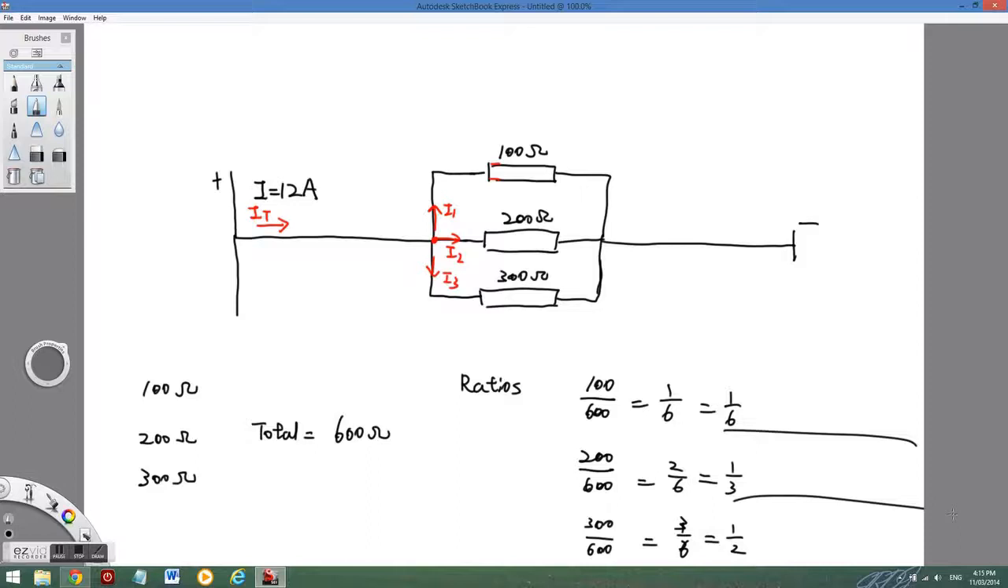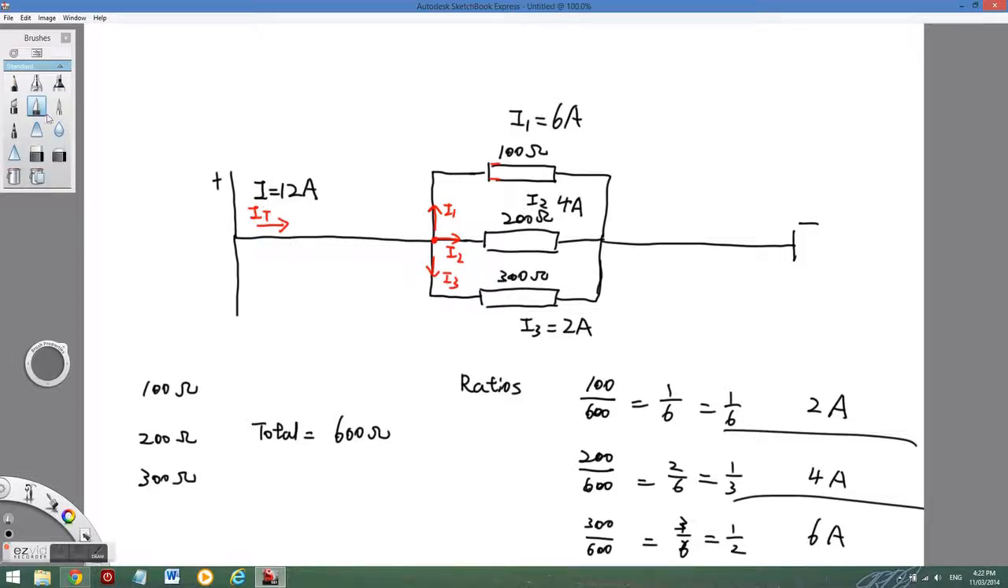Then do the calculation. 1/6 of 12 will be 2 amps, 2/6, which is 1/3, will be 4 amps, and then 6 amps. So the current is going to be split into 2 amps, 4 amps, and 6 amps. Now I know the 100 ohm resistor has low resistance, so most of the current would go through it. So I can predict the 6 amps are I1.